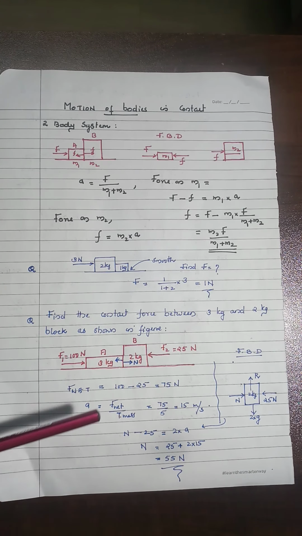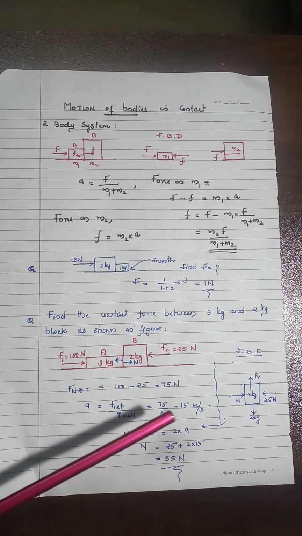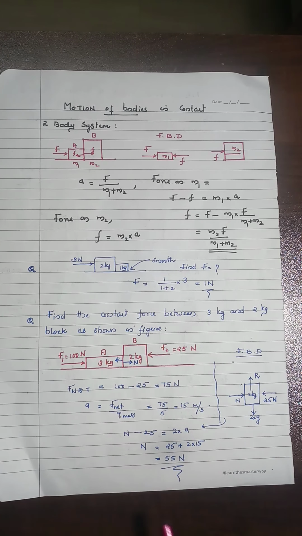Then you just go through the free body diagram of the 2 kilogram mass. The contact force is acting, the 25 Newton force is acting, and the weight reaction. Okay, fine. So we get N minus 25, that is equal to the net force acting on it. That is nothing but 2 into the acceleration. We know the acceleration there, so you get the answer.